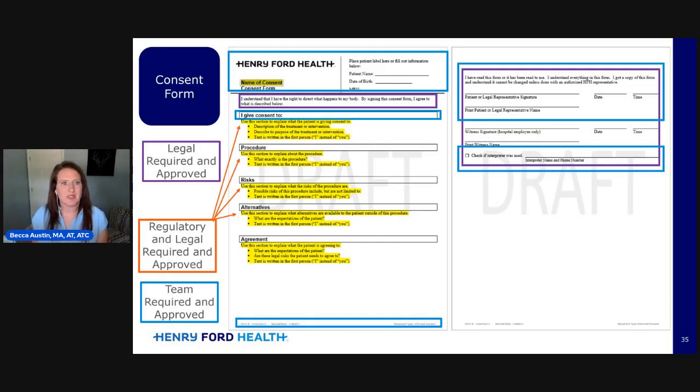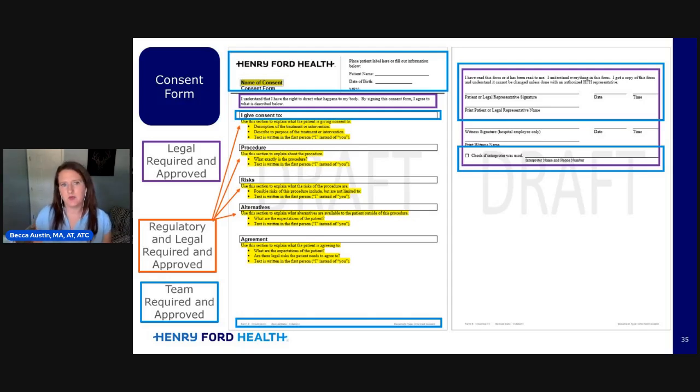And so the blue boxes, for example, that header, putting the patient label, the other headers, like I give consent to, procedure, and that nice box, the signature area, those were all agreed upon by legal, regulatory, health information management, and ourselves. And then things like the procedure, the risks, the alternatives, those are the regulatory and legal requirements. And then the language at the very top was something we worked with legal to make sure we approved on all of our forms.